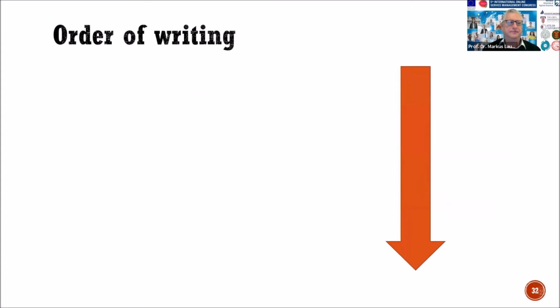This is the last slide: the order of writing. If you want to start a new research, where will you start? The good practice is that you start with the literature review. You need to see what others have done and what the research gaps are, so that it furnishes the way for you to see what you are going to do.